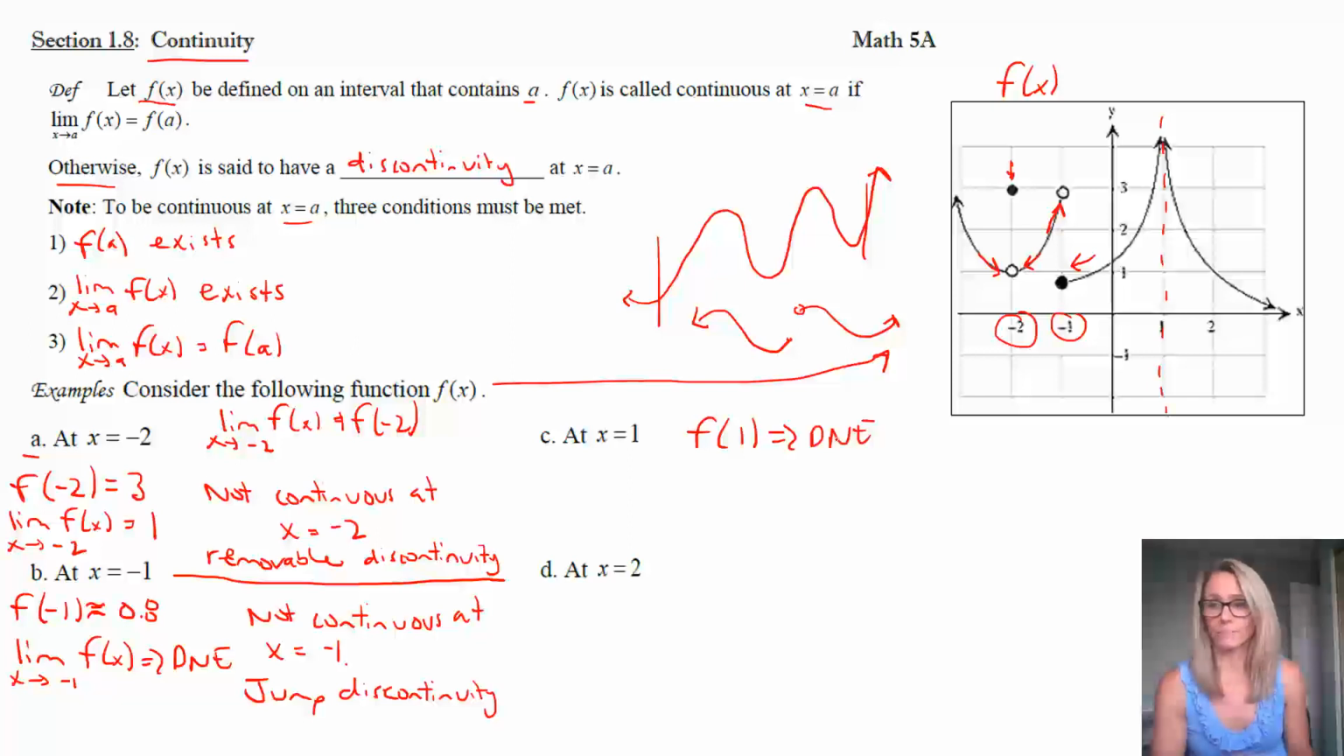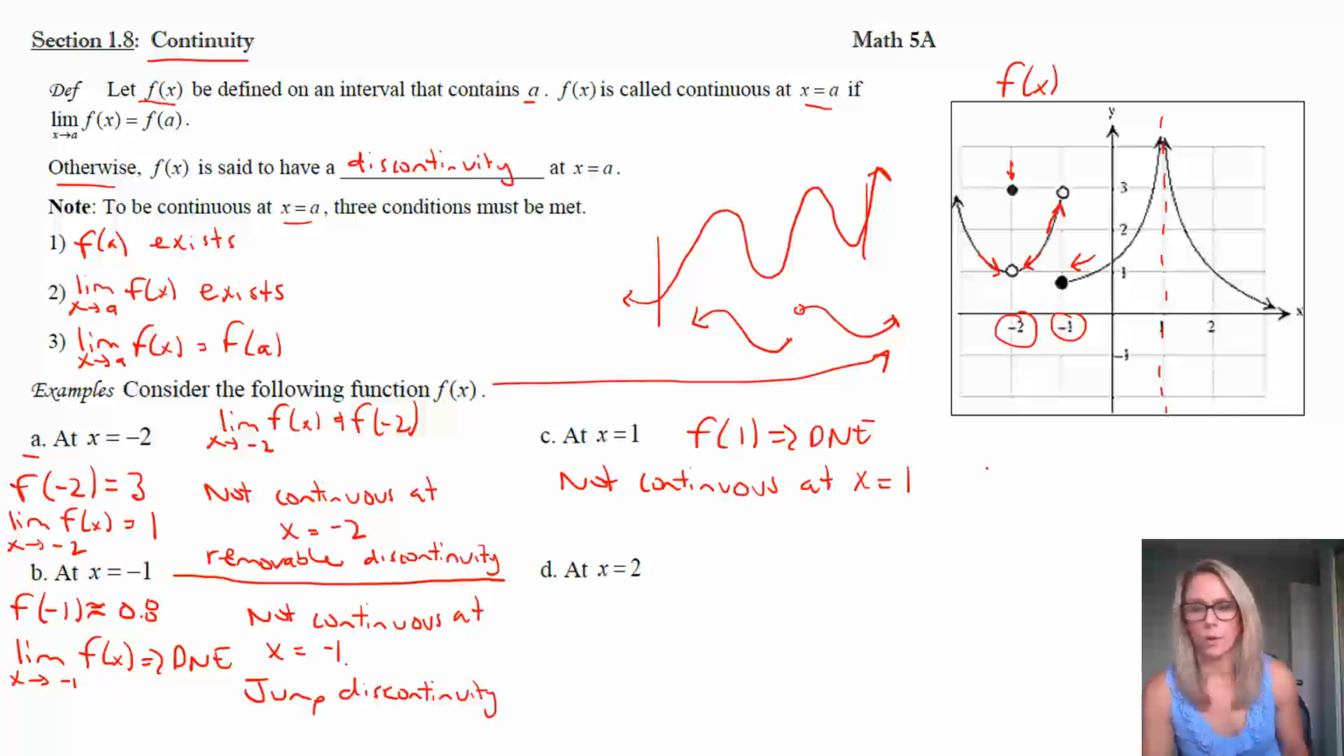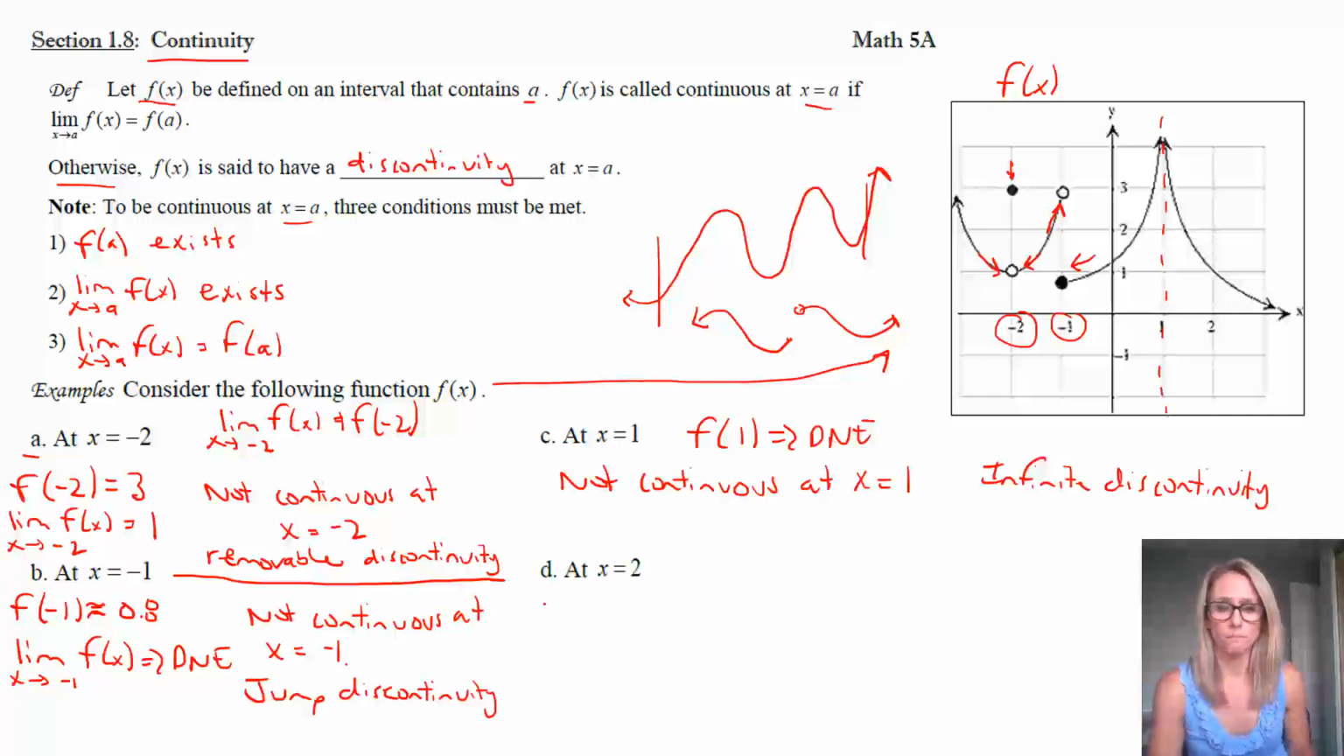And so right there, because the value does not exist, you can't have a limit that equals a value that does not exist, no matter what. And so here we are. We can already say not continuous at x equals 1. And this is just called an infinite discontinuity. You might be able to see why, because we're approaching these infinite limits.